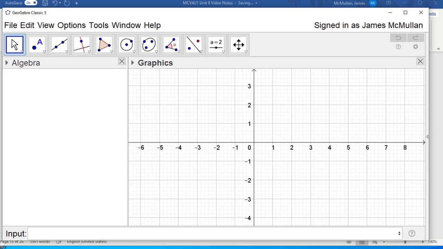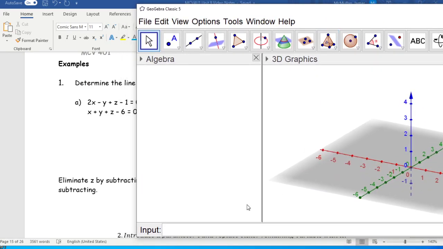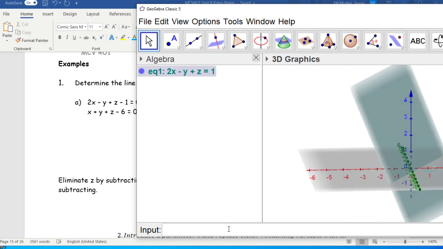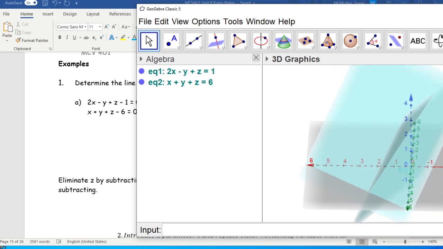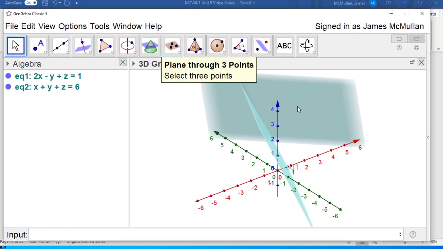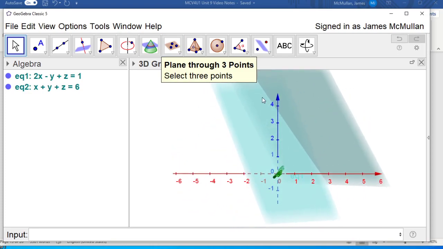Let's draw the two planes first. We'll go to 3D graphics. The first plane is 2x minus y plus z minus 1 equals 0. So there's the first plane. The second plane is x plus y plus z minus 6 equals 0. So there's the second plane. Now let's remove that one, so we're just focusing on these two. What you can see, obviously, is that they intersect in a straight line, right here, where the two sheets cross one another.